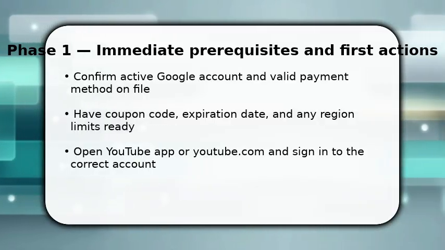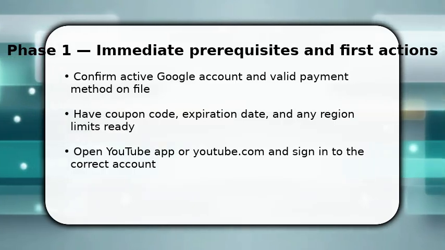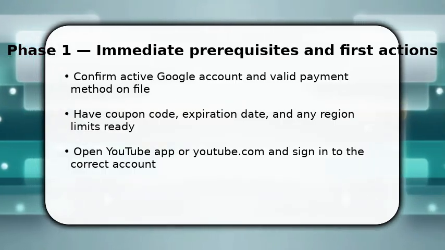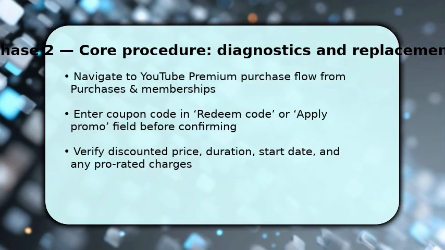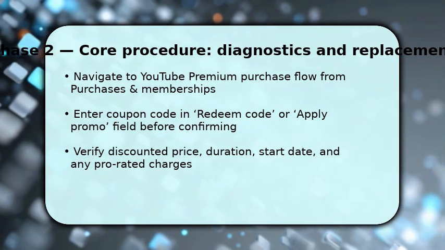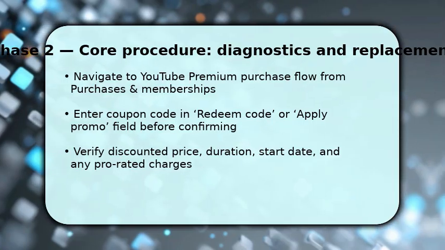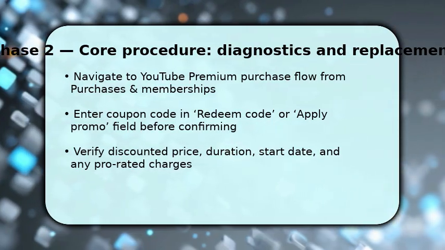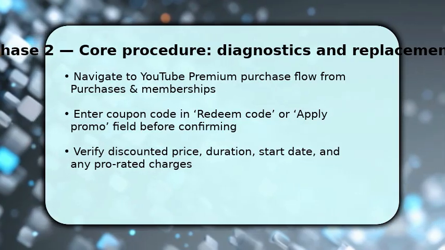Now open YouTube and go to Settings, Purchases, and Memberships to start applying the coupon. This is your first actionable step. You proceed through the premium purchase flow. Select the plan, tap Subscribe, and look for Redeem Code or Apply Promo right before payment. Enter the coupon exactly as shown, case and dashes matter, and then press Apply.